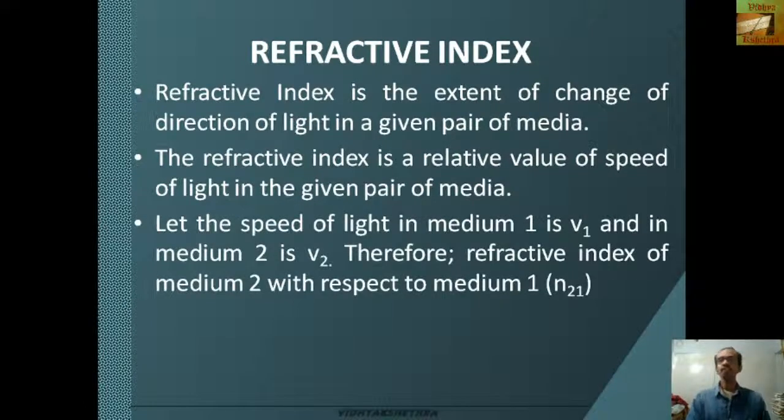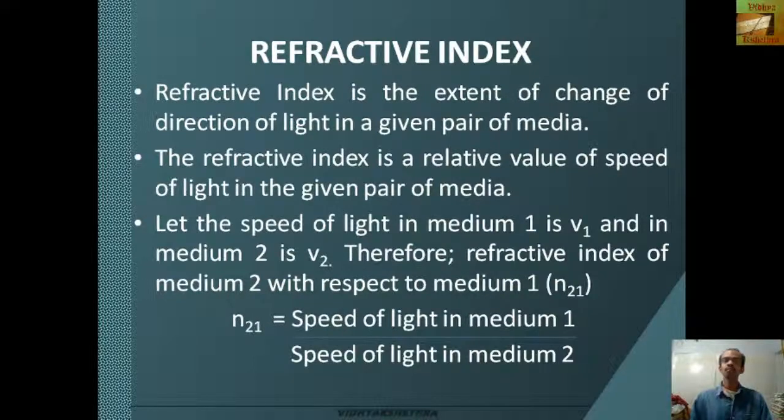That is, let the speed of light in medium 1 be v1 and in medium 2 be v2. Therefore, refractive index of medium 2 with respect to medium 1, n21, is equal to speed of light in medium 1 by speed of light in medium 2. Thus, we can see that refractive index is a dimensionless quantity and is a ratio of speed of light in both mediums.